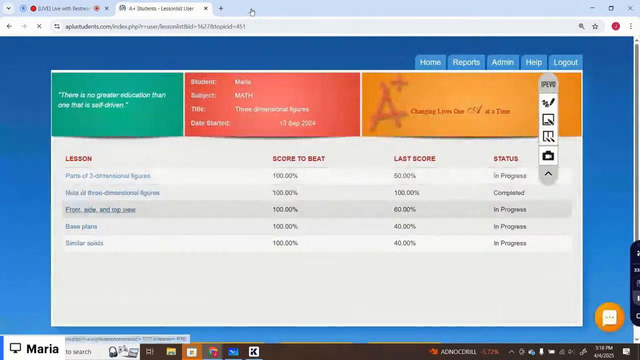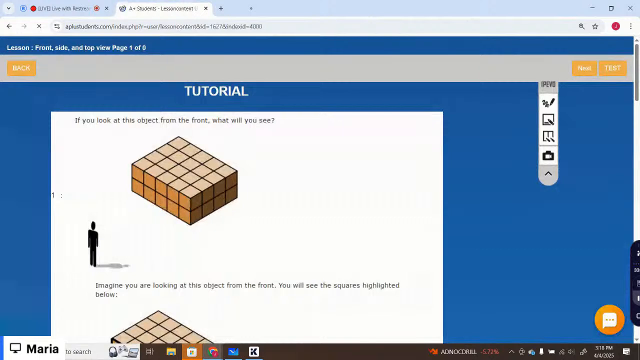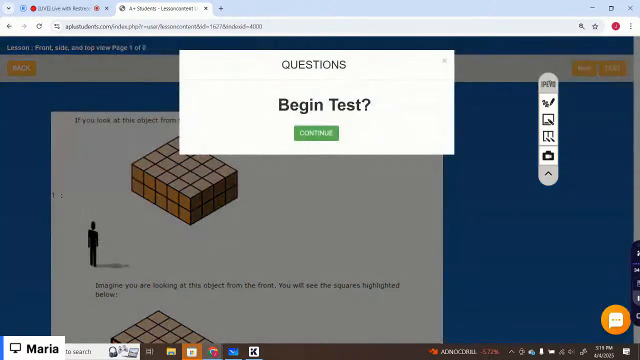Front side and top view. If you look at this object from the front, what will you see? Let's start with the test questions.